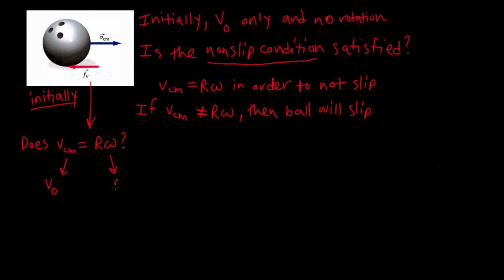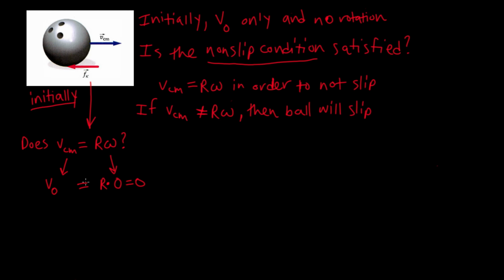And what about the angular speed? The angular speed initially is 0, because the problem already said that the ball had no initial rotation. It said that initially there is a v naught, but there is no rotation. So if there is no rotation, the angular speed is equal to 0. If we multiply the radius r times 0, we just get 0.